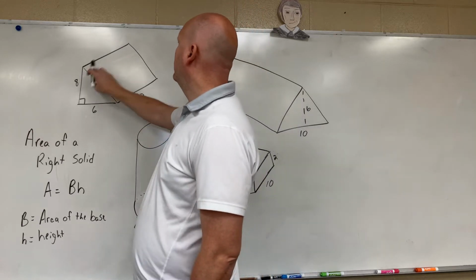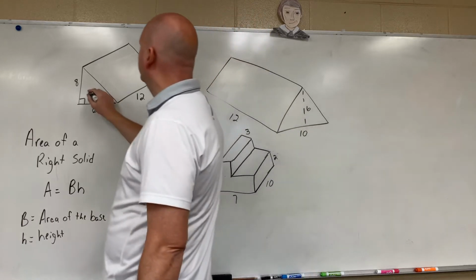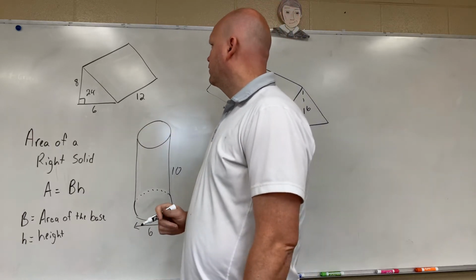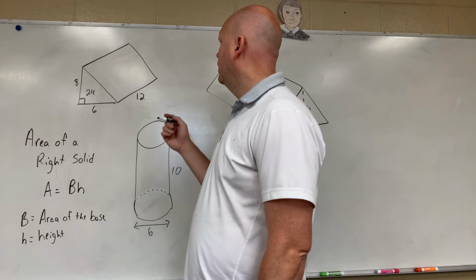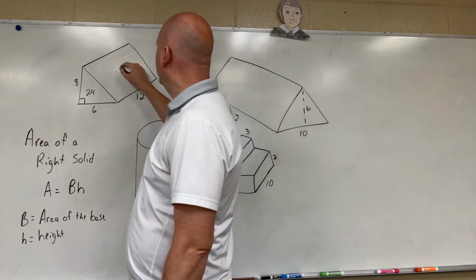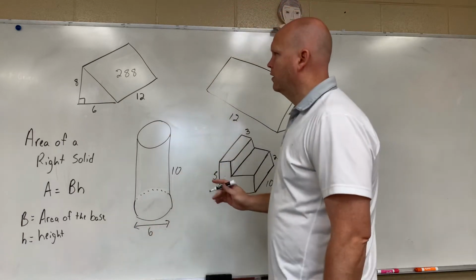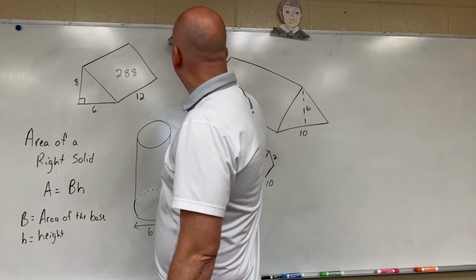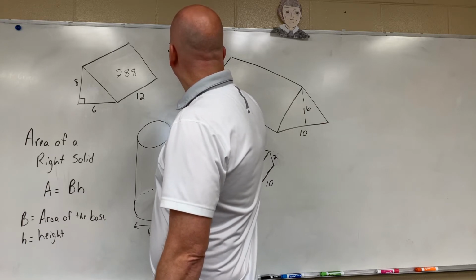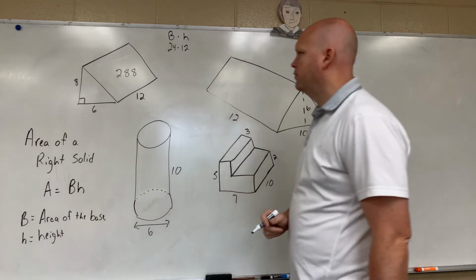So because the base, the spot that has two of the same thing, in this case a triangle, we'd find the area of that, which is 24. Then we would do 24 times 12. And that would give us the area of the whole thing. So 240 plus 48, so 288, I believe, would be the area of that entire right solid. Because all we did was area of the base, which was 24, times the height, which is 12. So big B times H. That's how we came up with that number.